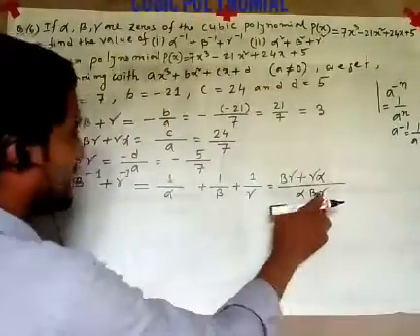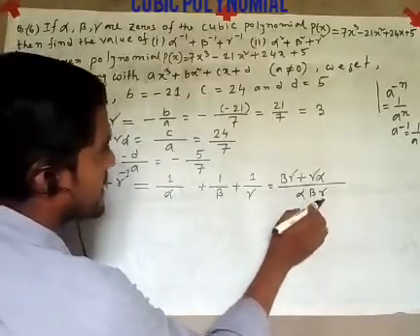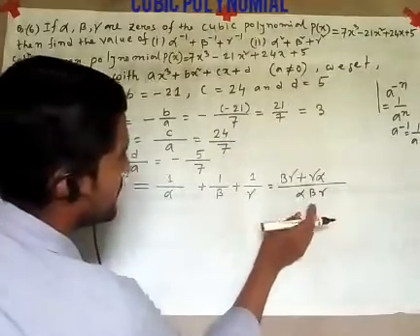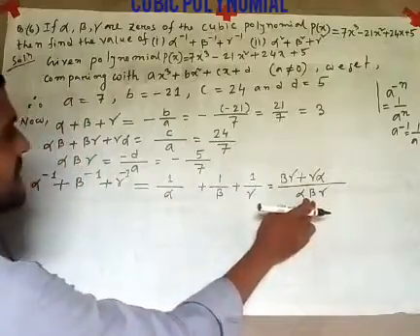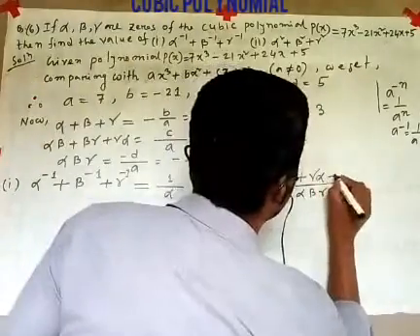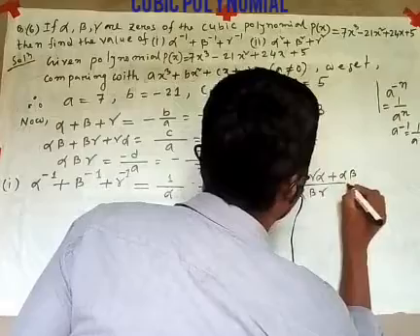Similarly, gamma, gamma cancel. We have to divide this gamma and gamma. Gamma, gamma cancel. What remains? Alpha beta. Alpha beta into 1. What remains? Plus alpha beta.